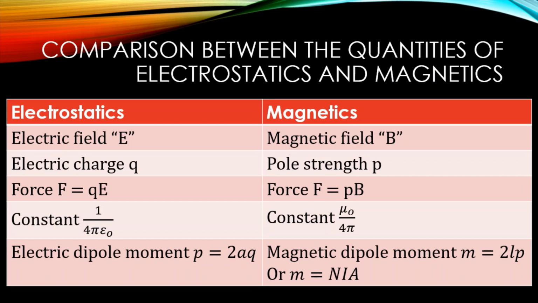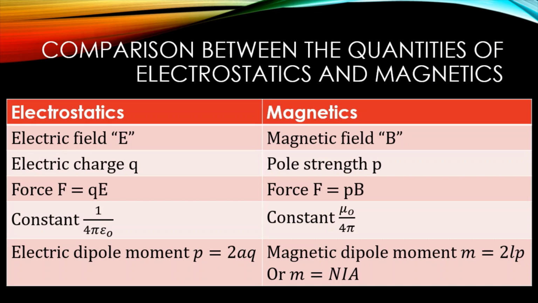Now the constant in electrostatics is 1 over 4 pi epsilon naught, or you can say that it is small k, right? And the constant in case of magnetics will be equal to mu naught over 4 pi. If you compare these two constants, you will see that mu naught and epsilon naught are at different positions. In electrostatics, epsilon naught is in the denominator, while mu naught is in the numerator in magnetics. So these are the two constants for electrostatics and magnetics.